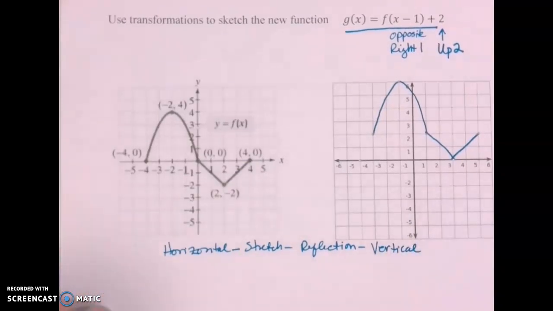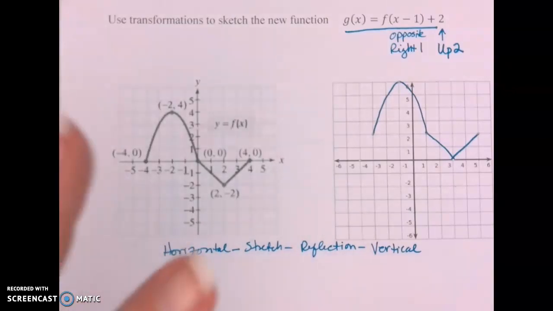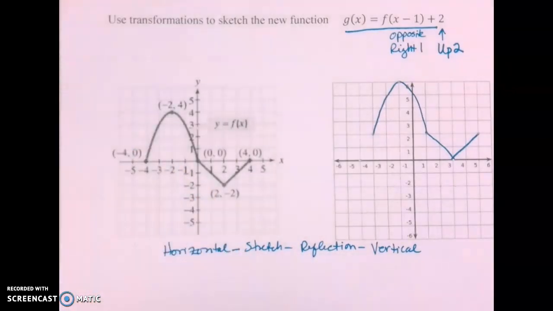And really the only difference, when you really need to pay attention to this order, we did them simultaneously, but it's when you have a reflection. You want to make sure you do your horizontal, then your reflection, and then do the vertical.